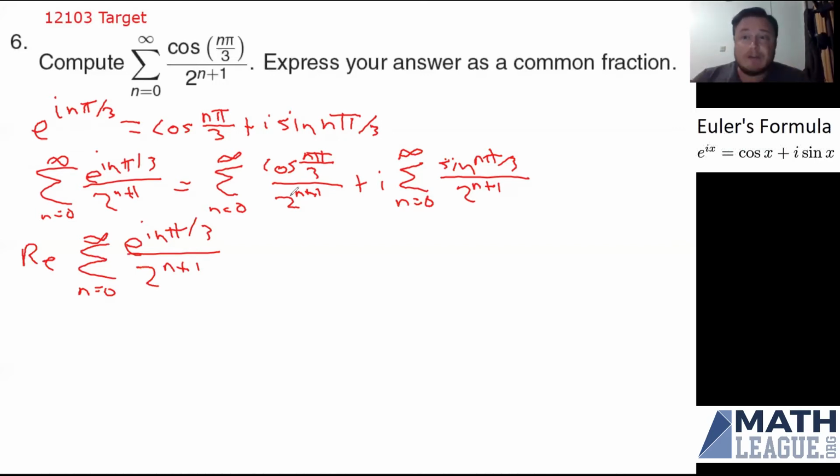Okay, so I'm going to calculate the sum, and then I'm going to just extract the real part, and that will be the answer, right? So what I have here is going to be the answer to the problem once I've done the calculation. Now, let's do the calculation.